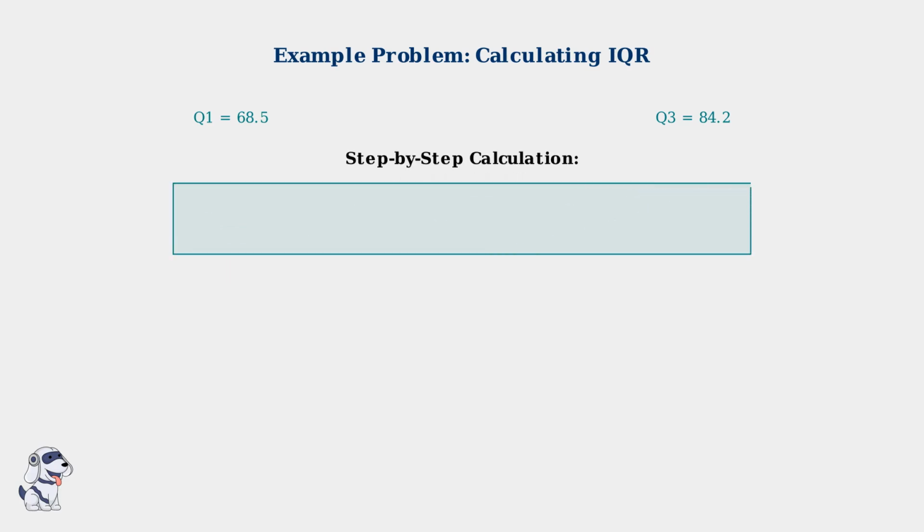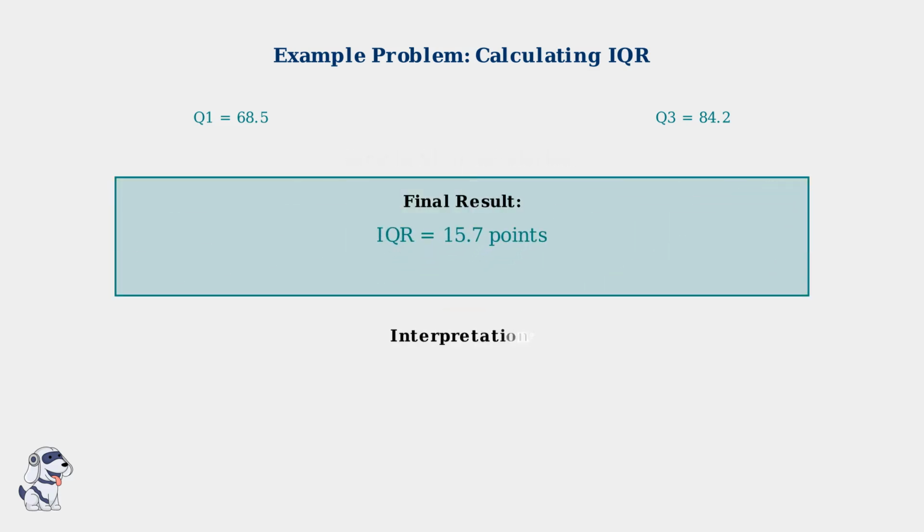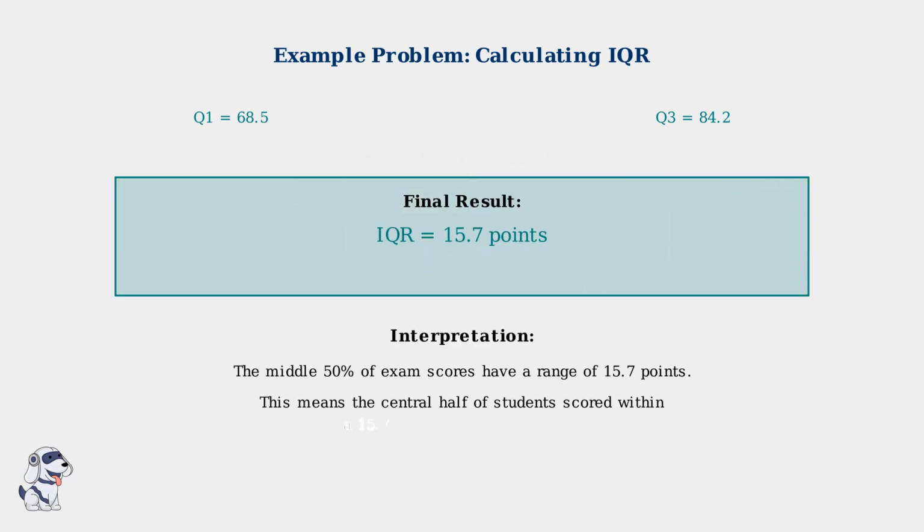Step 1, we substitute our quartile values into the formula. IQR equals 84.2 minus 68.5. Step 2, we perform the subtraction. 84.2 minus 68.5 equals 15.7. Therefore, the IQR is 15.7. The IQR of 15.7 points tells us that the middle 50% of exam scores have a range of 15.7 points. This means the central half of students scored within a 15.7 point range on the exam, indicating the spread of the middle portion of our data.